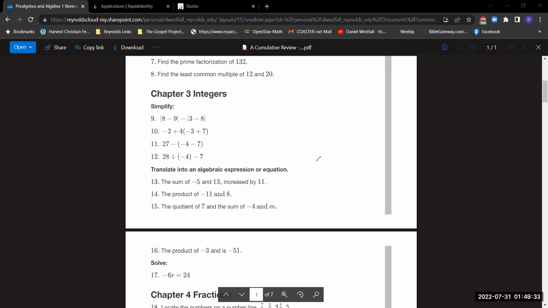And then they want us to solve. Negative 6r is equal to 24. So we're going to divide both sides by a negative 6. R is equal to a negative, because a positive divided by a negative is a negative. 24 divided by 6 is 4. And we get r is equal to negative 4.